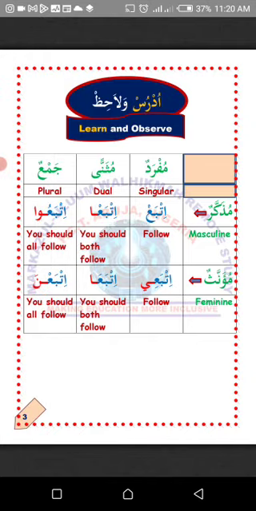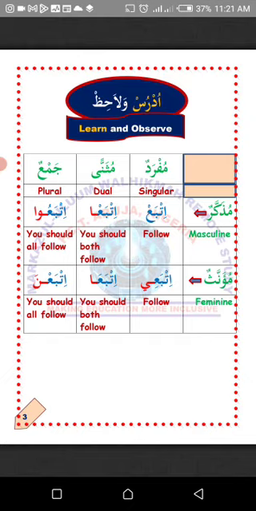MashaAllah. Udrus, learn, walahis, and observe at the same time. Mufradun, singular. Muthanna, dual. Jam', plural. Mufrad, singular, is a word in Arabic that means only one. Muthanna, dual, is a word in Arabic that means only two. Jam', plural, is a word in Arabic that means more than two.